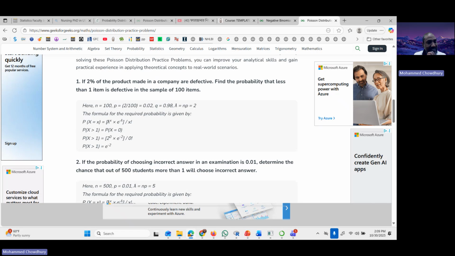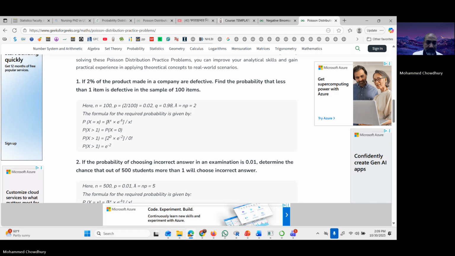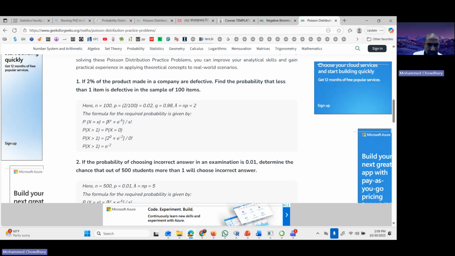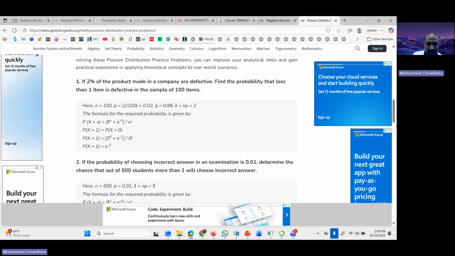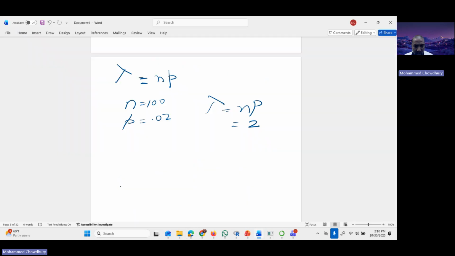Find the probability that less than one item is defective. Less than one item is defective means probability of x equal to 0, right? This is less than one item, right? Do you understand what I write? Less than one item means 0 items are defective, right? Less than one item defective means 0 items are defective. So that means x equal to 0.